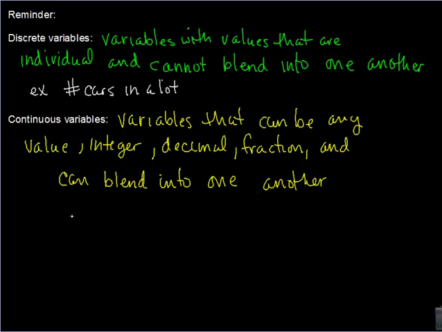Continuous variables can be any integer, decimal, or fraction, and the values could blend into each other. If you're talking about the volume of water in a swimming pool, that changes daily because of evaporation and the rain. It's not like I instantly have 1 gallon in this pool, then 2 gallons, then 3, then 4, and then if it evaporates, it goes from 4 down to 3. It doesn't work that way. There are variations in between the volume. So the numbers blend into each other and gradually change.